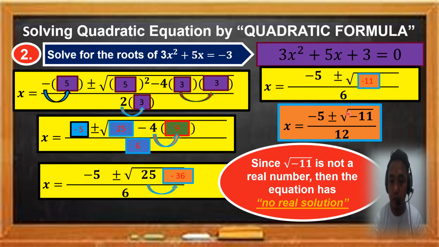Kapag yung nasa loob ng radical ay negative, kasi there's no such number na ang square root ay magkaibang number. Kasi pag nag-multiply kayo ng number, dapat same para maging square root. Kapag same number, dapat positive. So, ito negative. So, pag square root of positive 11, okay lang yun. Pero pag negative, no real solution. Okay? So, yan. Meron tayong no real solution.